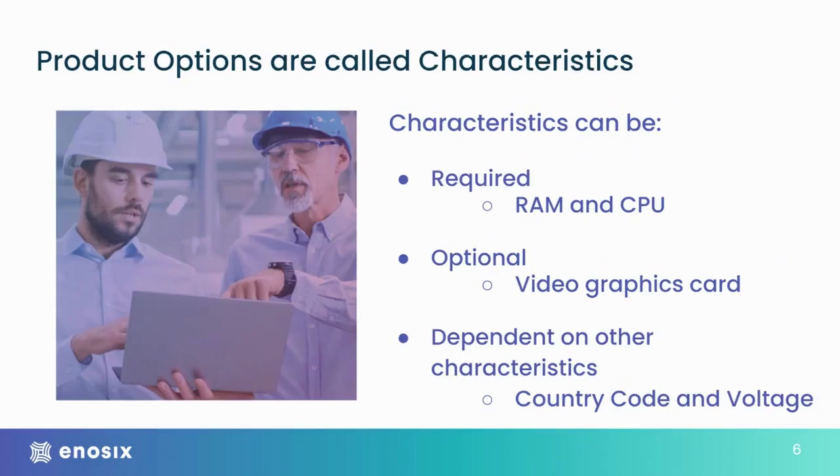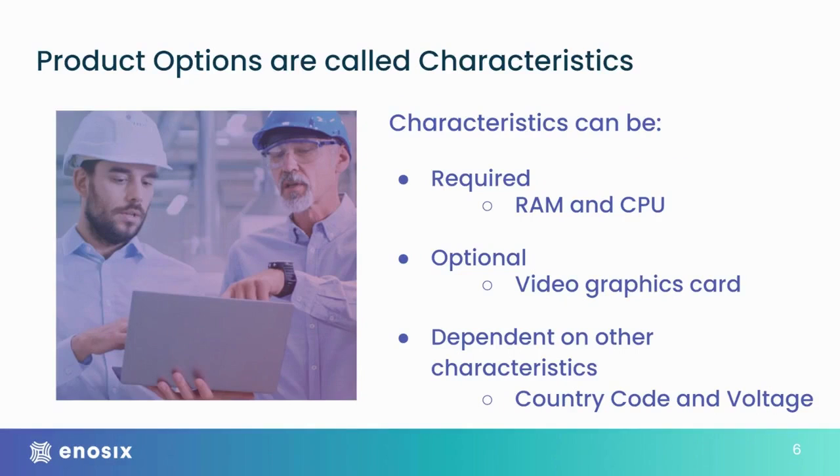A common example of a configurable material is a laptop computer. When purchasing a laptop, you will have required components, such as how much RAM to choose and what CPU processor you might want. There will be optional components to pick from, such as a high-end graphics card if you are a gamer.